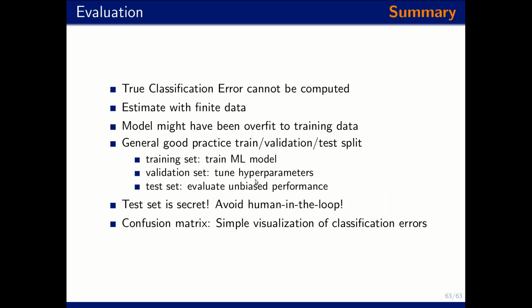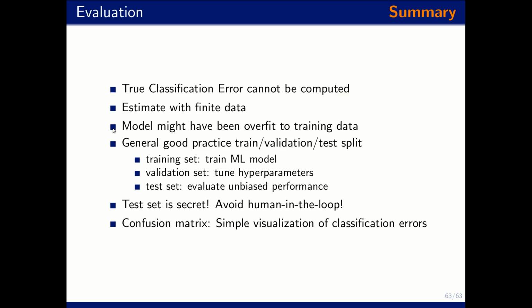So to conclude this section, we revisited the true classification error as the holy grail. That's essentially what we're really interested in. And we again emphasized that this is hard to compute and actually out of reach. Actually it's impossible to compute if we don't have the true data generating distribution P star. And therefore our goal must be to estimate it with a finite sample.